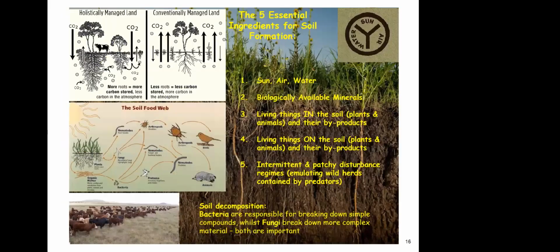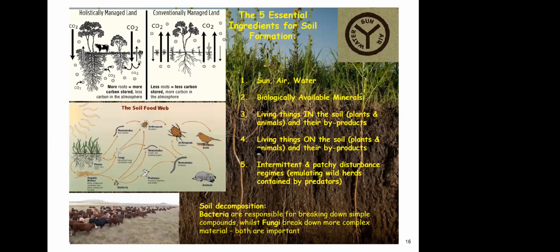So how do we go about building rich humus soil? So we need sun, air, and water. We need biologically available minerals. Number 3, we need living things in the soil. These are the plants and animals and their byproducts. And then living things on the soil, meaning on top. These are the plants and the animals and their byproducts. So let's just pause here. Number 3 then is the soil food web within the soil.